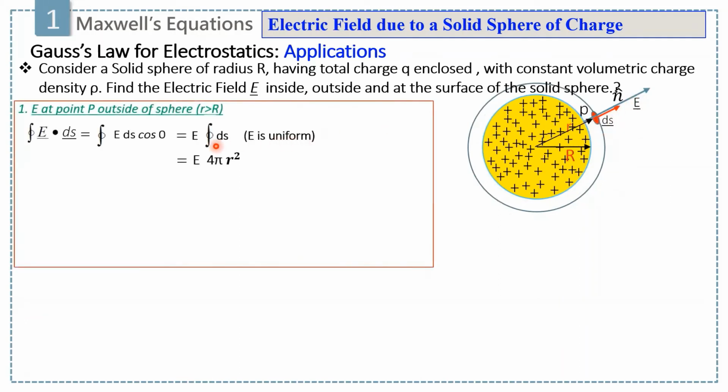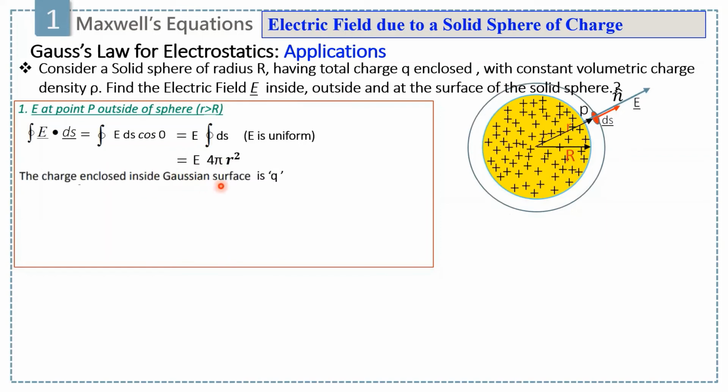Now the total flux through the Gaussian surface is equal to closed integral E dot ds, that equals closed integral E ds cos of 0. Because the angle between the electric field and ds is 0, we have cos of 0 here, which goes to 1, and we get electric field E times closed integral ds. And the area of the Gaussian surface is 4 pi r square. So we replace closed integral ds by 4 pi r square.